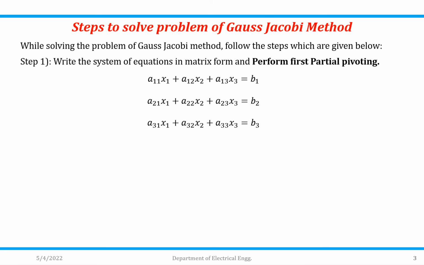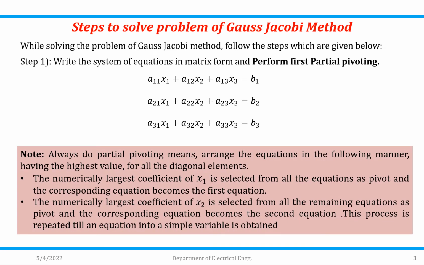Now what do we mean by partial pivoting? The numerically largest coefficient of x1 is selected from all the equations as the pivot and the corresponding equation becomes the first equation. Now leave that equation. The numerically largest coefficient of x2 is selected from all the remaining equations as the pivot and the corresponding equation becomes the second equation. This process is repeated till an equation in a single variable is obtained.